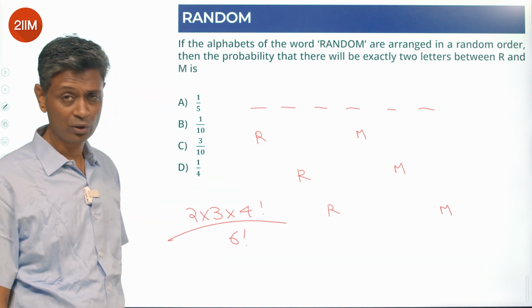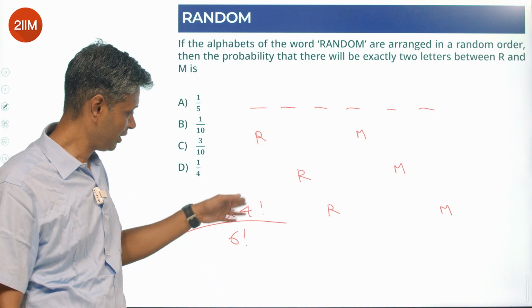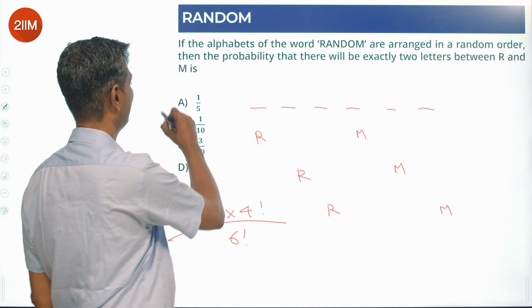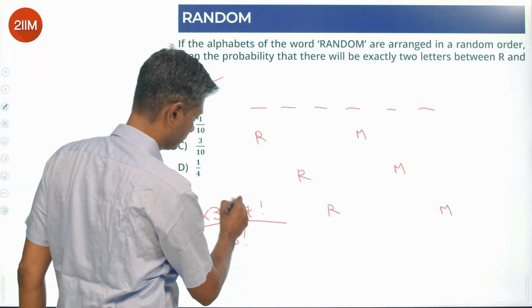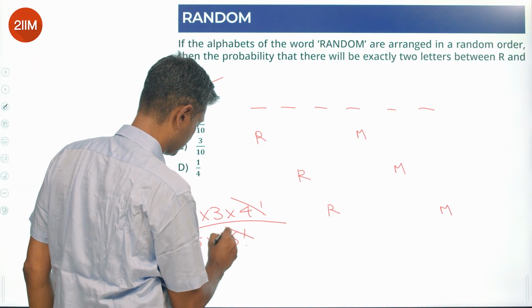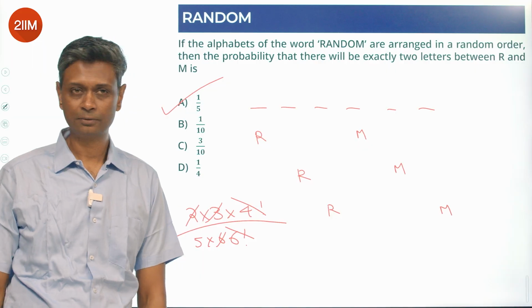4 factorial by 6 factorial is 1 by 5 into 6, the 6 goes away. 1 by 5 is our answer.